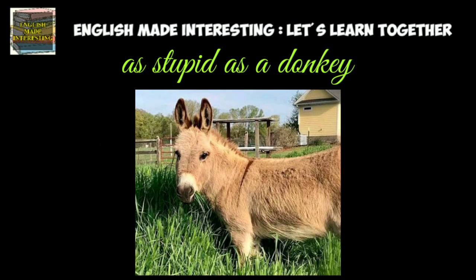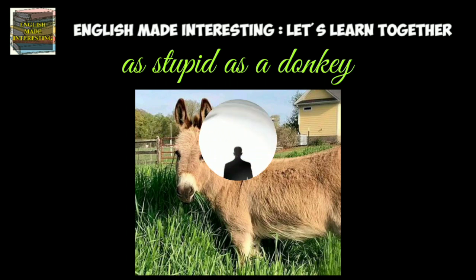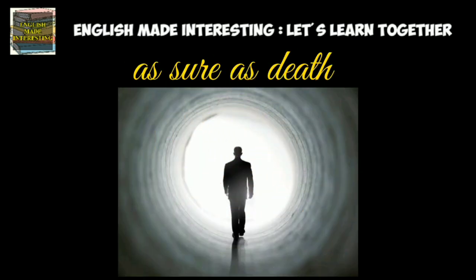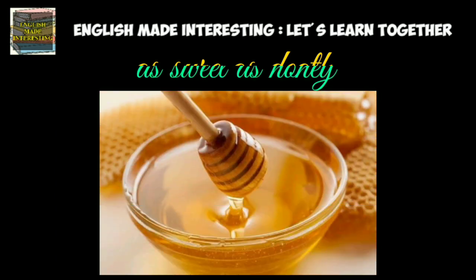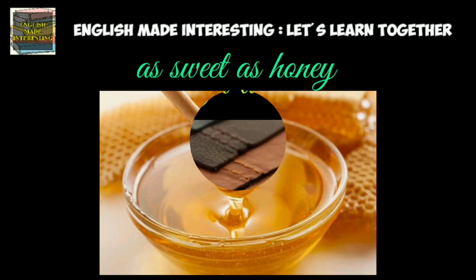As stupid as a donkey. This can be used to refer to someone who is stupid or obstinate in their action. As sure as death, which refers to something that is certain to happen or is inevitable and unavoidable. As sweet as honey. It means someone who is exceptionally sweet, friendly or kind.